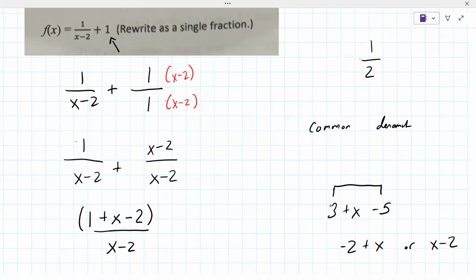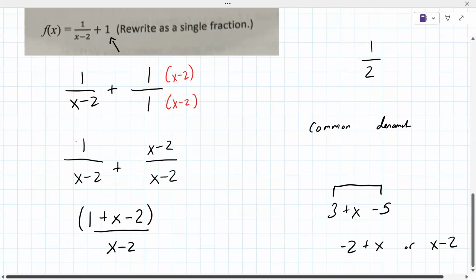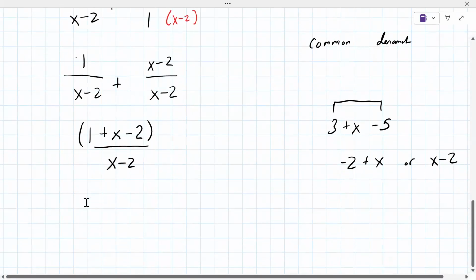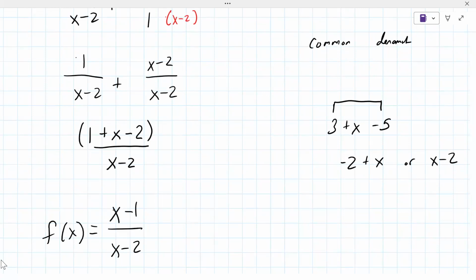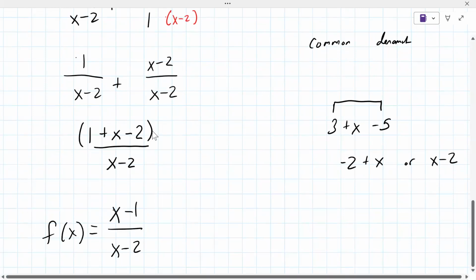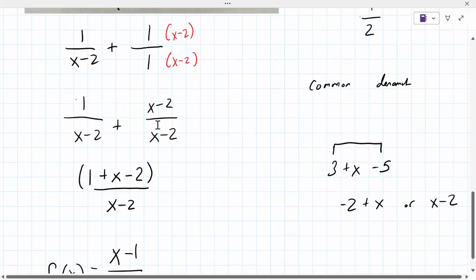Okay, I think I got it. So one plus x, what I know is that it's going to be a negative one plus x. Or we can write it as x minus 1 over x minus 2. So that's your new function. Okay, let me write that down. Make sure you get all the work down that we did. That way it's handy for me to know this stuff.